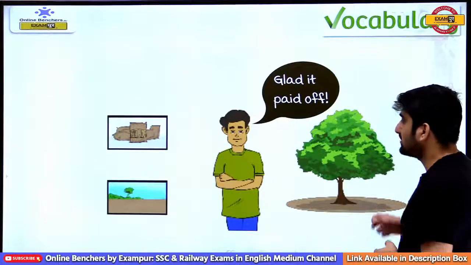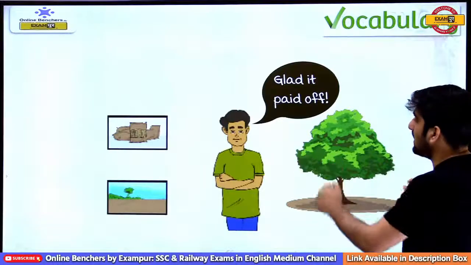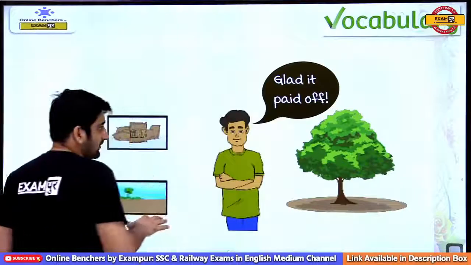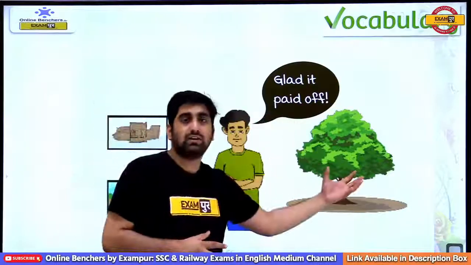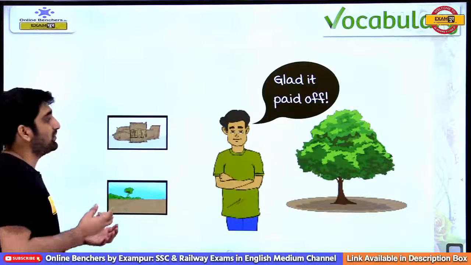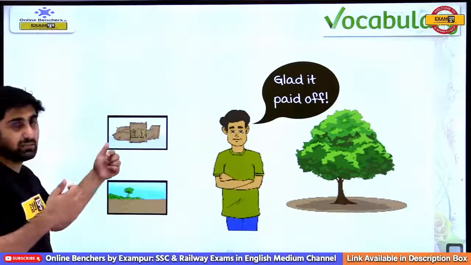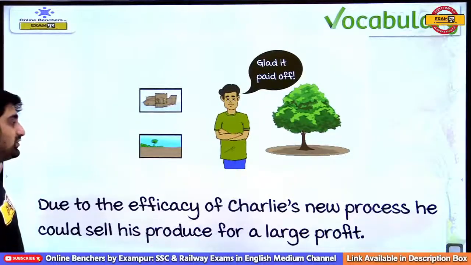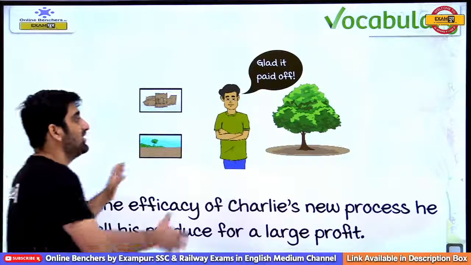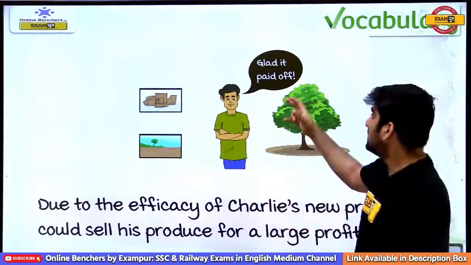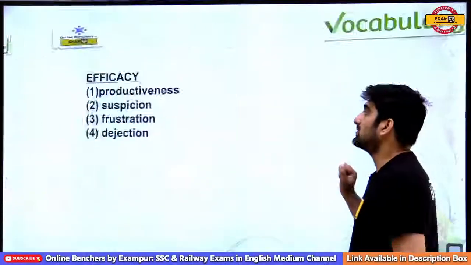What do you mean by this? Basically you can see that here we have a story. He had, I guess, land. He tried to grow some very popular seeds and he got some money. And this is how you can see, due to the efficacy of Charlie's new process, he could sell his produce for a large profit. जो भी उसने उगाया अच्छे प्रॉफिट में बेचा, because of his efficacy. और इस तरीके से आप इसका यूज कर सकते हैं.